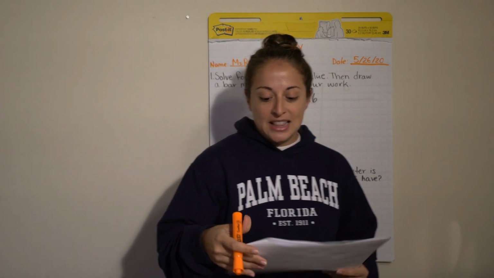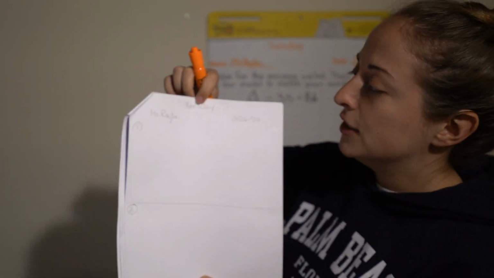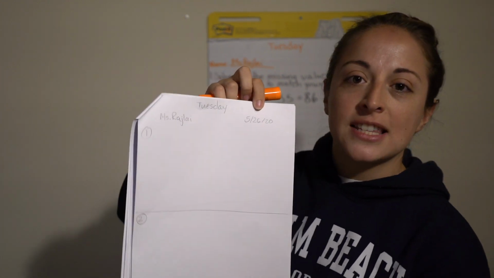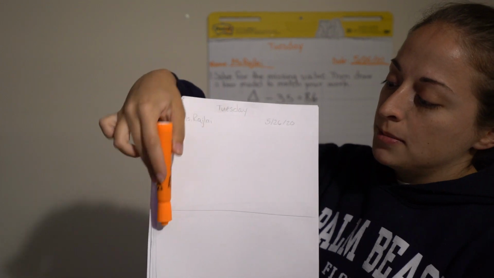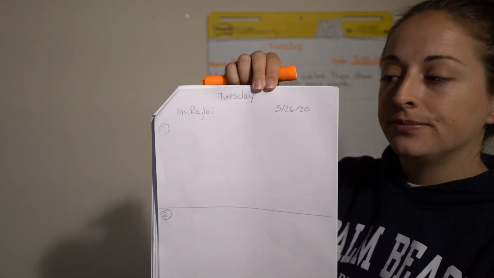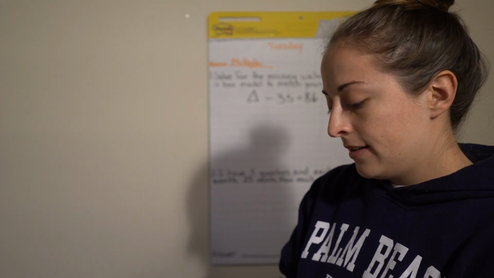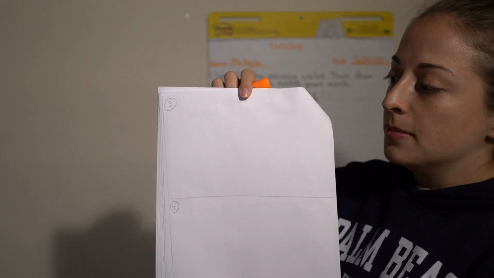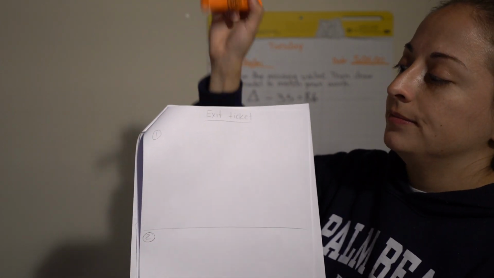All right, so let's go on to Tuesday for our materials. You're writing Tuesday, your name, and the date, which is 5/26/20. You're writing number 1 and number 2 with the line in the middle. Then on the back, you're writing 3 and 4 with the line in the middle. And on the last page, you're doing exit ticket, and there's going to be 2 questions.